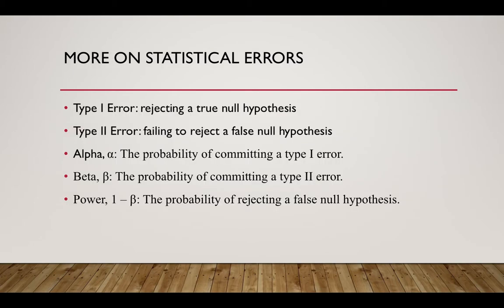So more on statistical errors. What is a type 1 error? It is rejecting a true null hypothesis. A type 2 error is failing to reject a false null hypothesis. Guys, this should go in your notes.